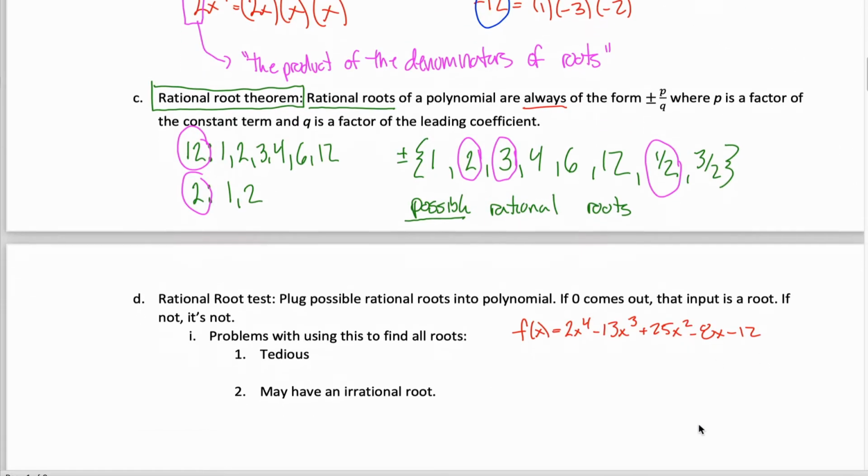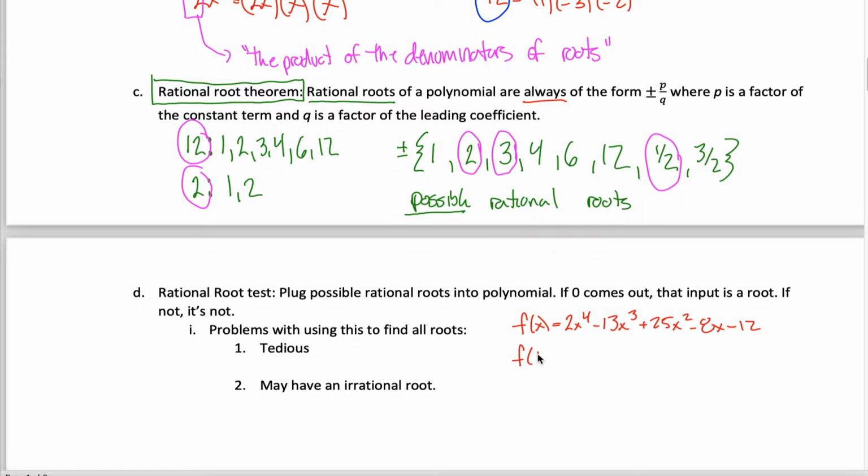So if I take my polynomial here, f of x, and evaluate f of 1, all I've got to do is figure out, is this 0 or not? Well, let's see: 2 times 1 to the 4th power minus 13 times 1 cubed plus 25 times 1 squared minus 8 times 1 minus 12. That's 2 minus 13 plus 25 minus 8 minus 12. And I don't think that's going to end up being equal to 0, because I have more negative: the 8, the 12, and the 13. That gives me, what, 33? Then for the positive, I just have 27. So this does not equal 0.